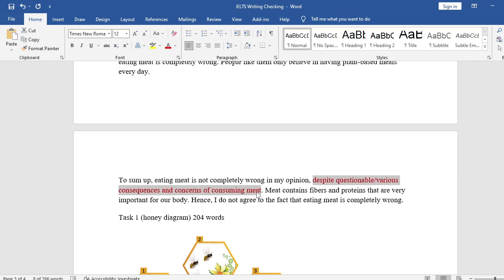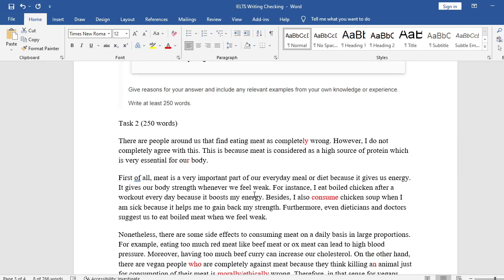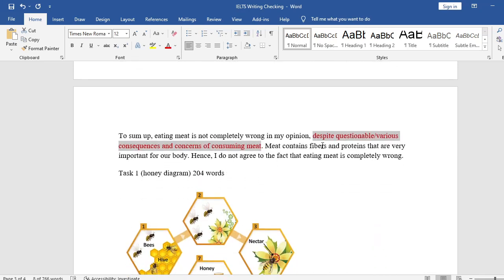Okay, so this makes it a more balanced statement, and it is also more holistic, because the concluding paragraph should always be a wrap up, and not only a wrap up, it should also encapsulate what you wrote throughout your essay. Meat contains fibers and proteins that are very important for our body. Hence, I do not agree to the fact that eating meat is completely wrong. So this is okay. She's reiterating her statement, but I think that there is a bit of repetition. She wrote completely wrong here, and again completely wrong here. So you can say that eating meat is entirely wrong or entirely problematic, right?